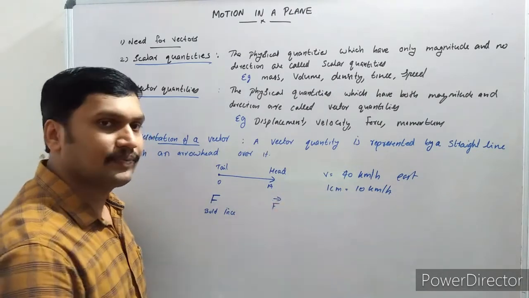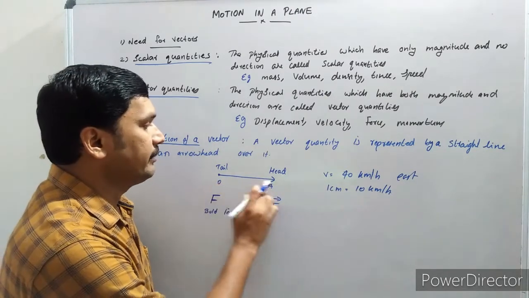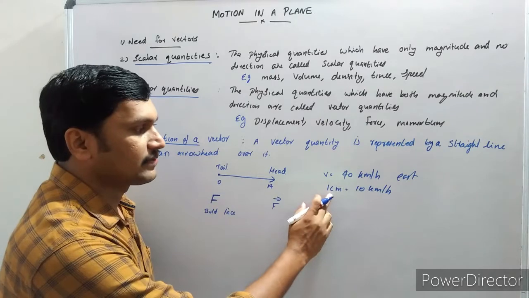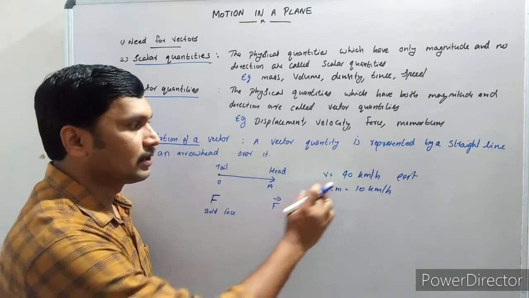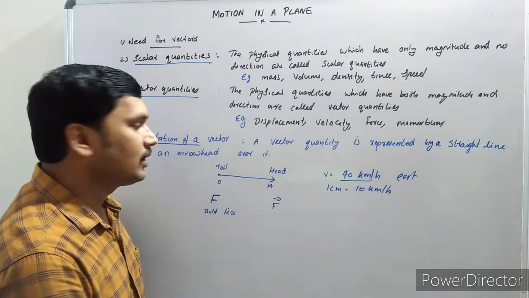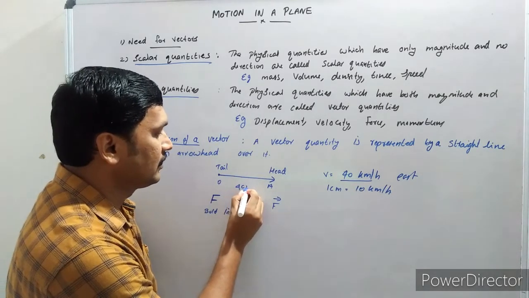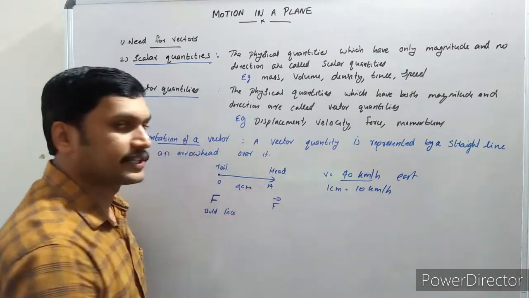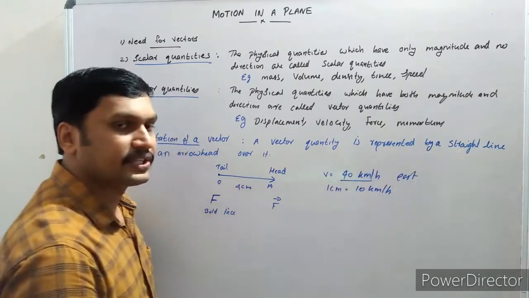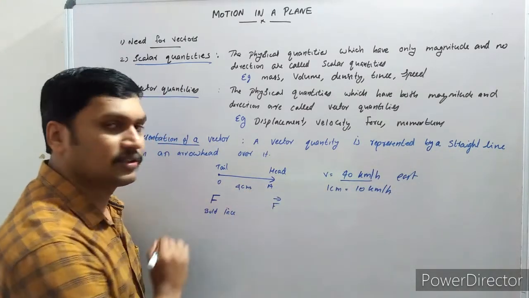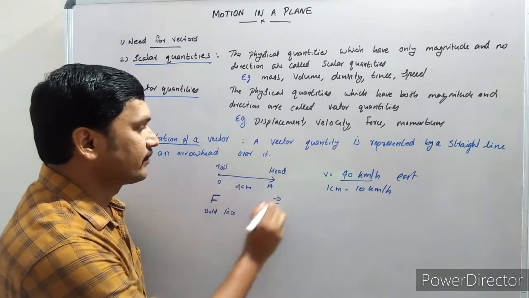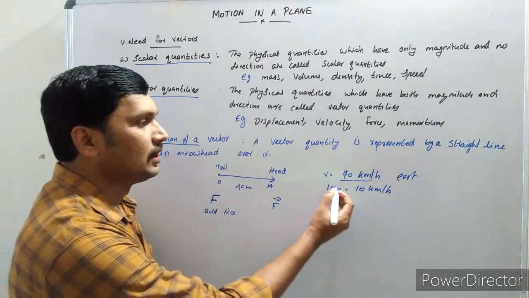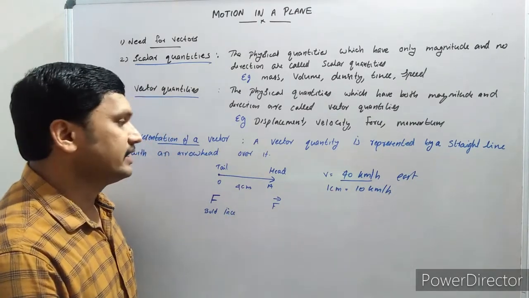In order to draw that vector, first draw a 4 centimeter straight line towards east, because our scale is 1 centimeter equal to 10 kilometer per hour, so the total magnitude is 40 kilometer per hour. The length of the vector is 4 centimeter. Then this arrow mark shows the direction, because our velocity is towards east, so we show an arrowhead here towards east. Now this vector represents a velocity of 40 kilometer per hour towards east.